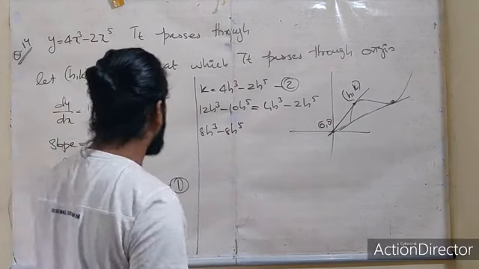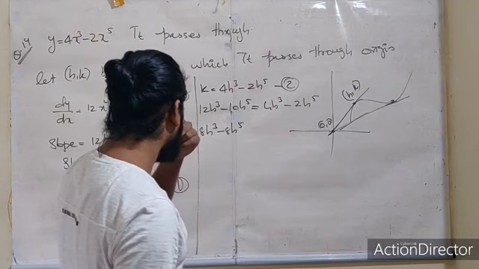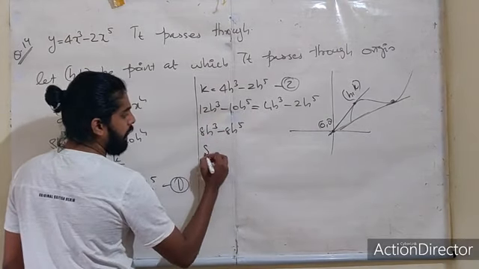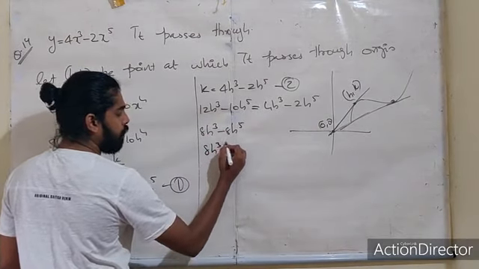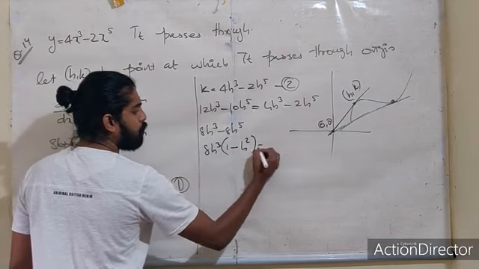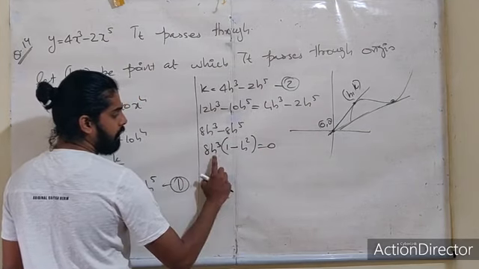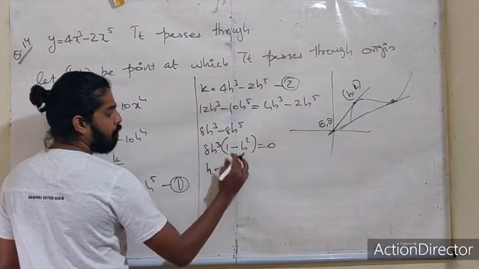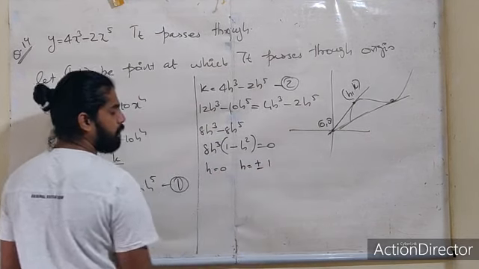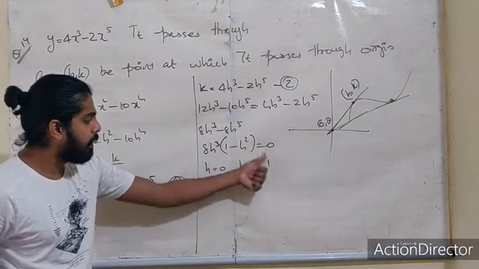Did I make a mistake? 12 minus 4 is 8. Minus 10 plus 2 is again minus 8. Okay, let's take 8h cube in common. Taking 8h cube common, what we get is 1 minus h square equal to 0. 8h cube into (1 minus h square) equal to 0 means either h is equal to 0 or 1 minus h square equal to 0. Then h can be plus or minus 1, since h square minus 1 equal to 0.